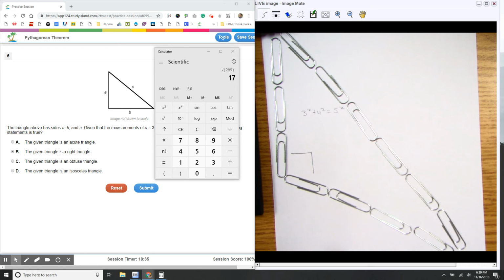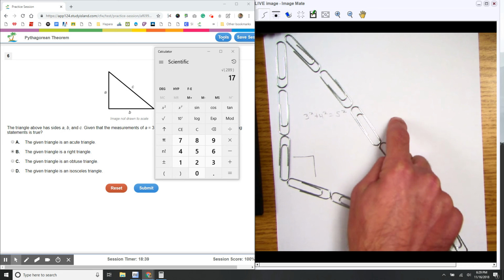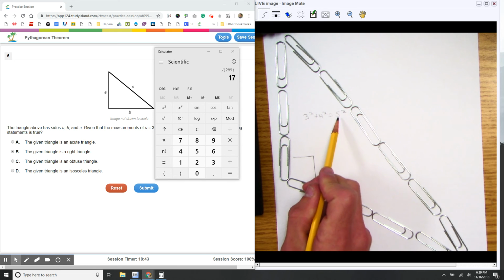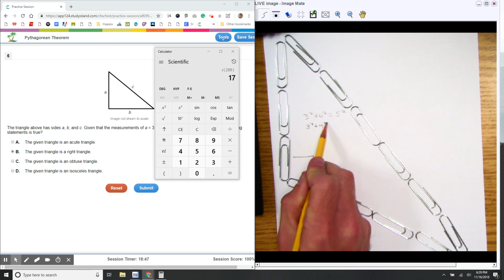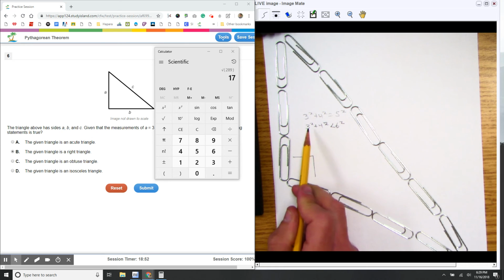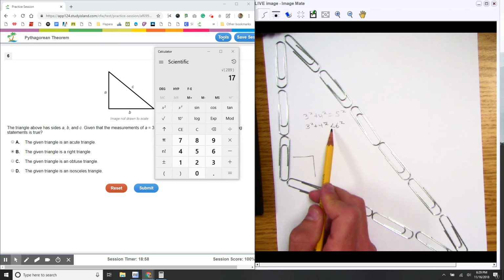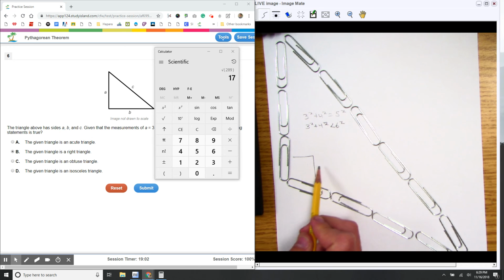So what does that tell us? This side was still 3, and this side is still 4, but now this side is 6. Well, if 3 squared plus 4 squared is equal to 5 squared, then 3 squared plus 4 squared is clearly less than 6 squared. So when the two legs multiplied by themselves and added together are less than the square of the third side, then it's an obtuse triangle.